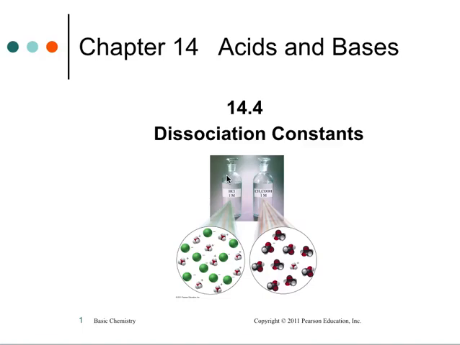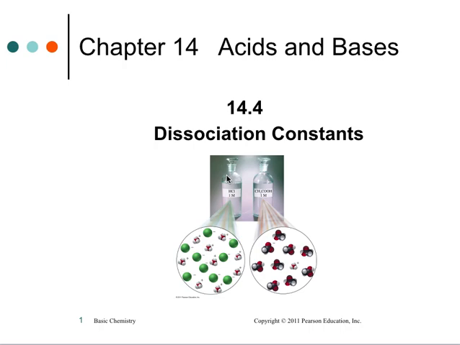Welcome back. We're in chapter 14 on acids and bases, and we are now as far as 14.4 on dissociation constants. If you remember the constant, K sub C, it told us whether you have more products or more reactants in a reaction. So we measured the concentration of products after we did an experiment, and we also measured the concentration of reactants.